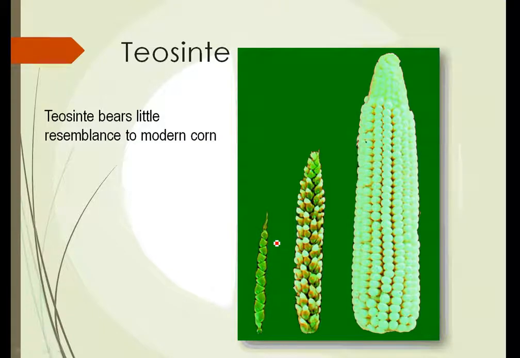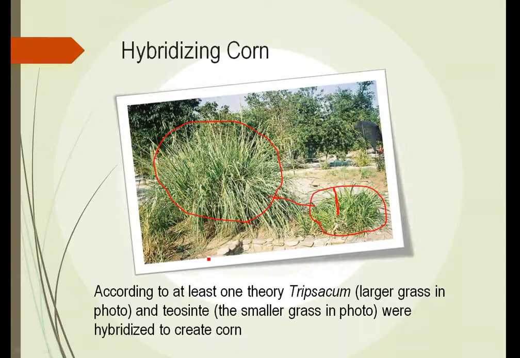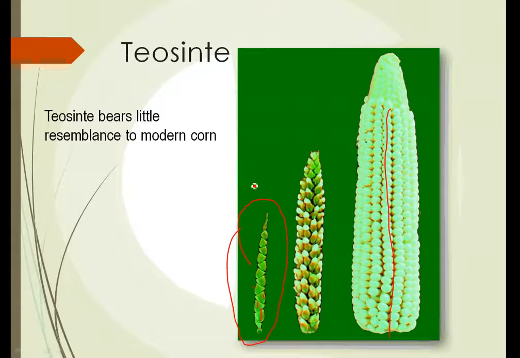Here we see teosinte. And what we can tell about this, looking at it, you see there's a single row of seeds. In modern corn, we have multiple rows of seeds. It's thought that, back to our previous slide, the Tripsacum contributed maybe the multiple rows of seed, and between the two, modern corn developed.